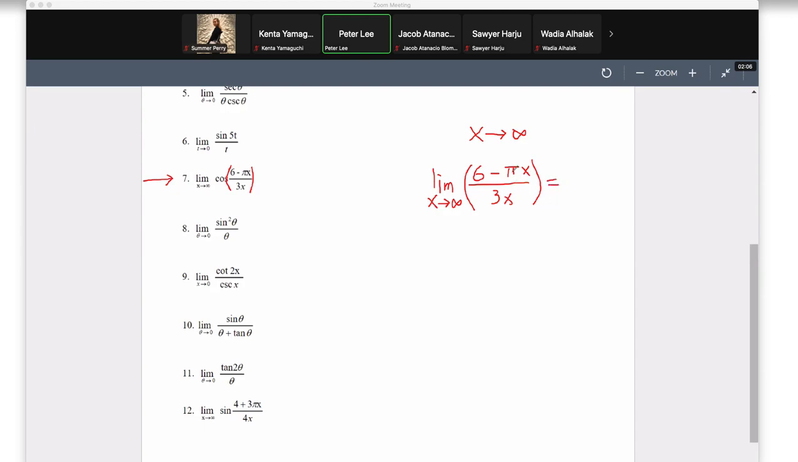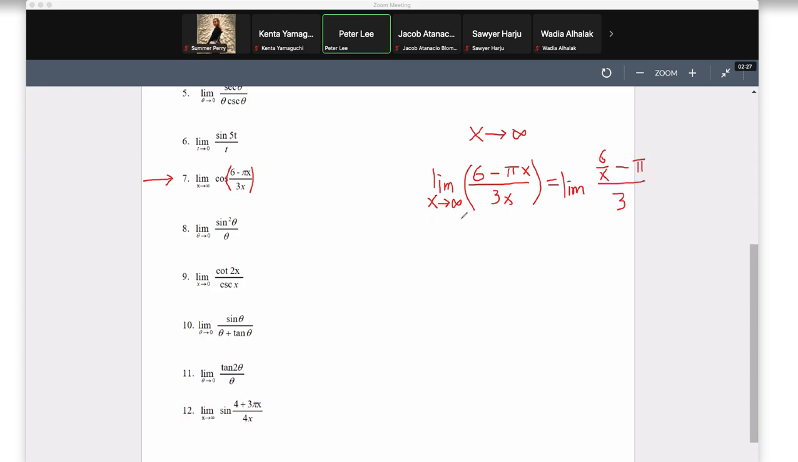This one we have done so far. The top is a linear function. The bottom is also a linear function. You have seen this before? Yes. So now this is going to be the limit of 6 over x, 6 over x, and then minus pi, and then over 3. Not hard to see.